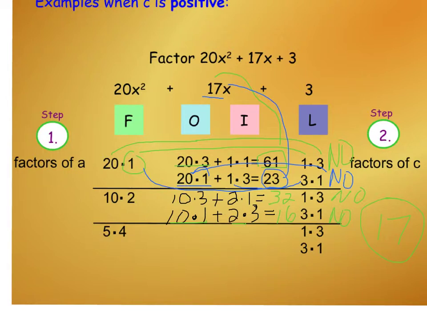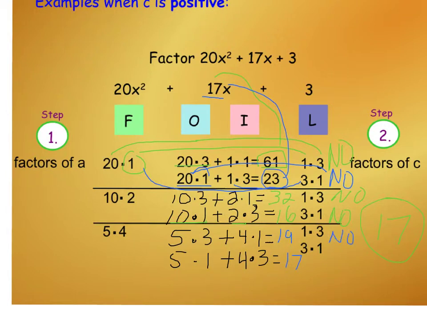All right, let's try this one. I'll set it up. Okay, so we look here, and I end up with 5 times 3 is 15, plus 4. Ooh, shoot, that's 19. So that's a no also. All right. I think this will be it. 5 times 1 is 5, and 4 times 3 is 12, and 5 plus 12 equals my 17, so this was a yes.